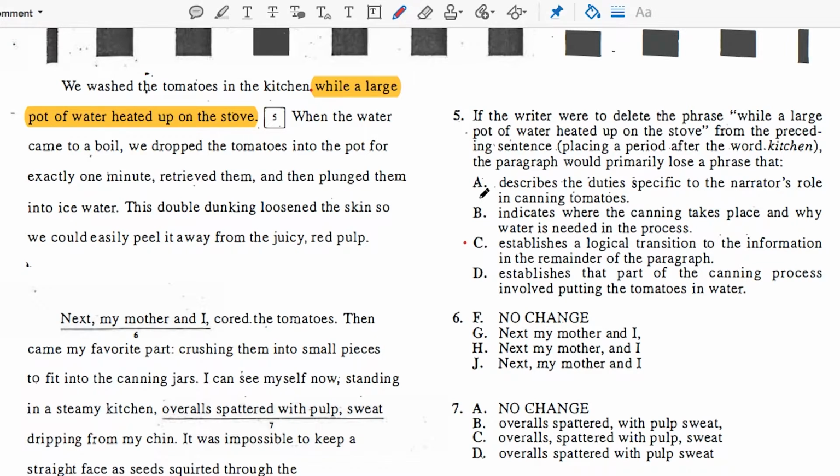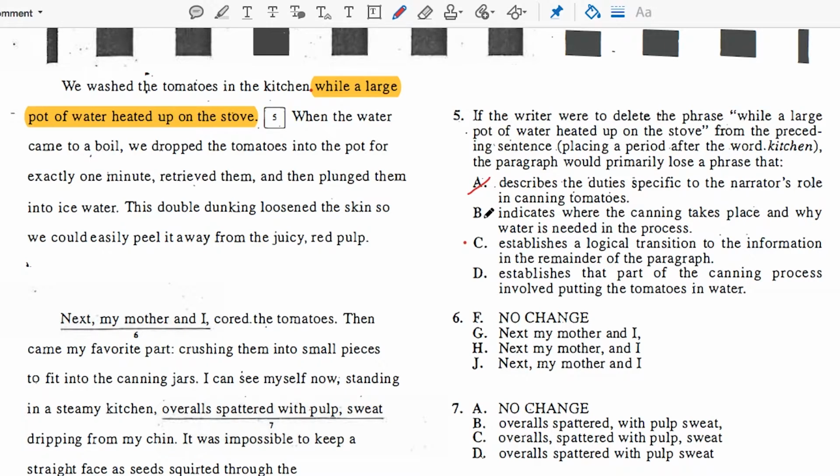So, answer choice A says, describes the duties specific to the narrator's role in canning tomatoes. Well, this isn't exactly a specific role for her. In fact, it doesn't say who did it. It just says while. And so there's no duties described here specifically attributed to the narrator. So that's an incorrect answer.